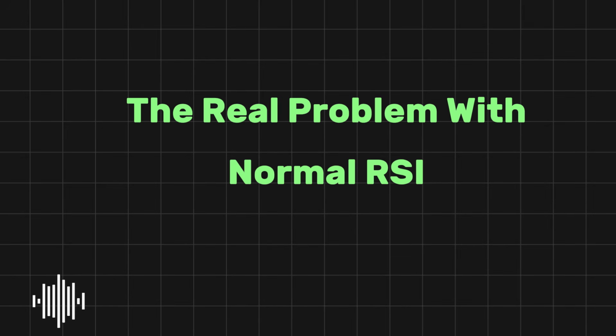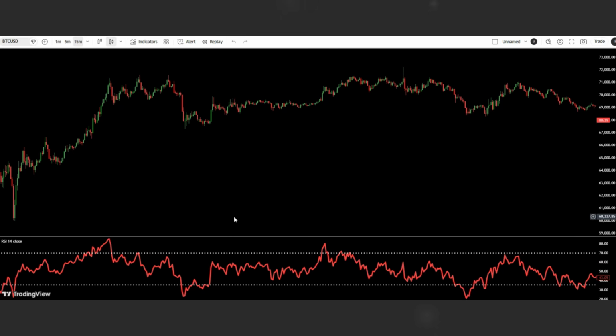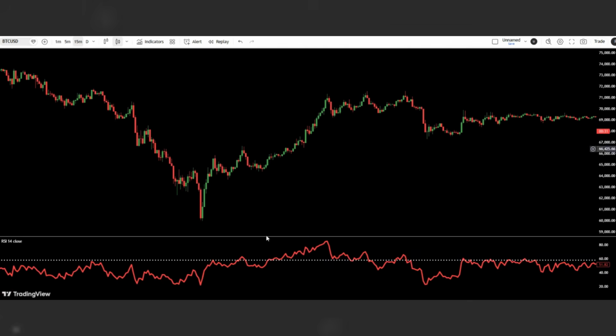The real problem with normal RSI. Look at the RSI line on your chart. See how fast it moves up and down. It reacts to every small price change. This creates a big problem.